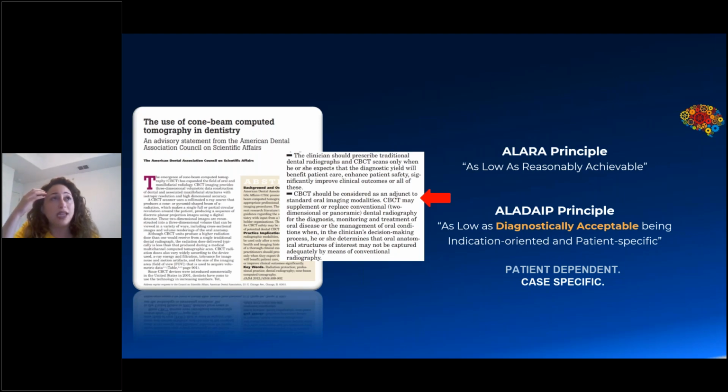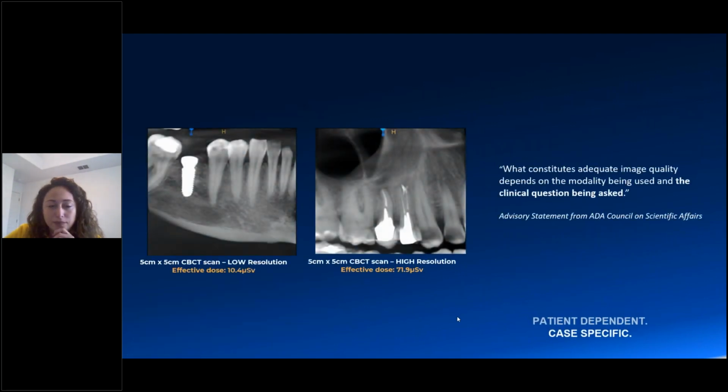So if we consider using the ALARA principle, or as low as reasonably achievable, you can take 10 low dose pans from now until tomorrow, but will that answer the question you have? So consider case-by-case basis, diagnostically acceptable instead of as low as reasonably achievable.